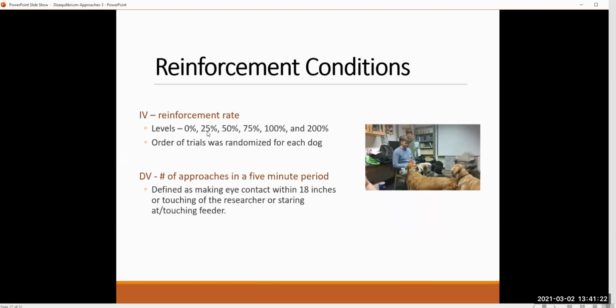25% of approaches were reinforced, 50%, 75%, 100, and 200%. So they got double for each approach. Each time they approached, they got a reinforcer, or they got 2 reinforcers. 3 out of 4 times they approached, they got a reinforcer. Half the time they approached, 1 out of 4 times, and then never. And the dependent variable is the number of approaches they had in a 5-minute period. All right? So how many approaches did they make to the feeder?